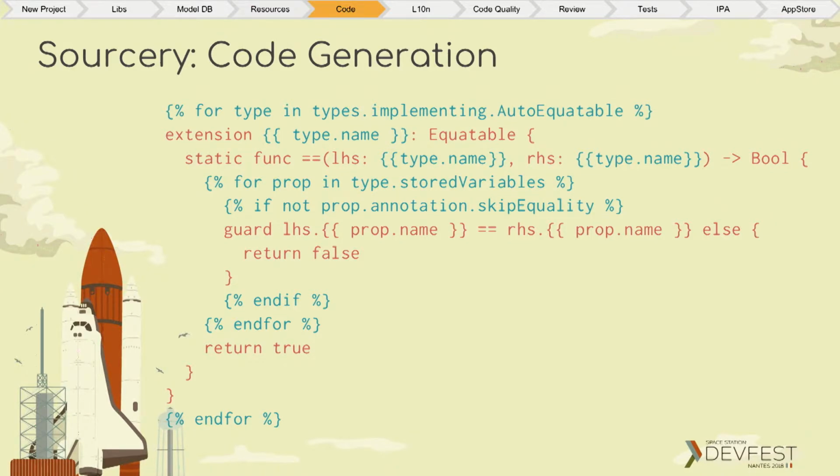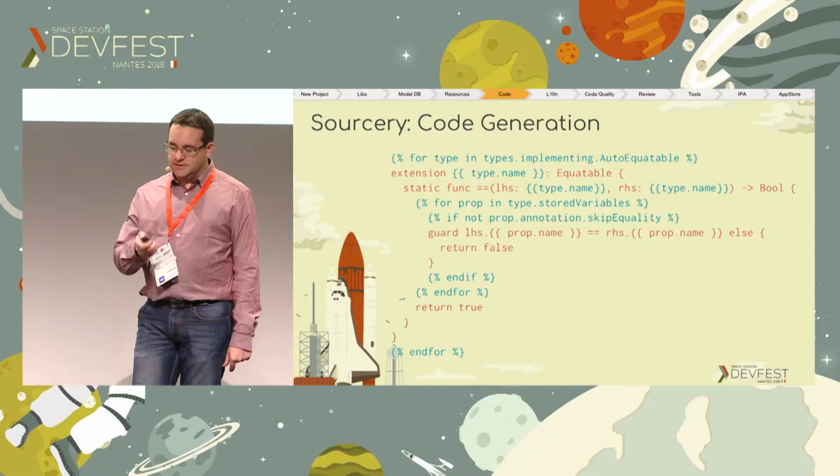So here we ask Sourcery to iterate over all the types that are in your code base, and for every type that implements that AutoEquatable protocol that we did, it will generate an extension, so just the literal string. Then it will insert the name of the type, then Equatable, start with static func equal, and then for the implementation of equal, it will again iterate over every property, so every stored variable in your type, and you can just compare the property for every iteration of the loop. You compare the given property, except if the property has the annotation skip equality.